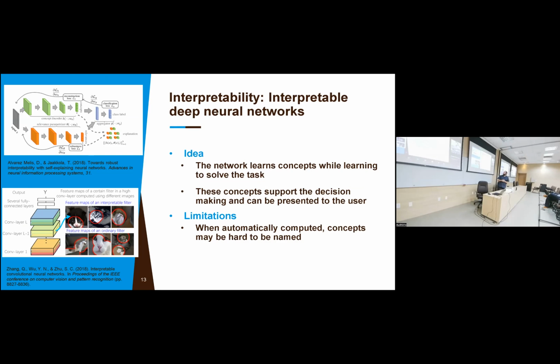Regarding interpretable deep neural networks, there are few works in the literature that do that, but they stick to the same kind of things. What they do is that when the network is training, they try to learn concepts at the same time. And when the network is doing its prediction, it must explain which concepts are at the basis of the prediction. But the problem is that these concepts are automatically learned, and we may be unable to name them. Maybe this concept has no meaning for us.